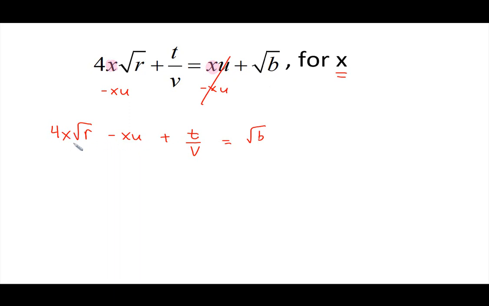We only want these terms by themselves. So let's get rid of this t over v. So let's minus t over v here to both sides, right? Because we want to get the terms with the x's by themselves. So now on the left side, we get 4x square root r minus xu is equal to square root b minus t over v. Okay?